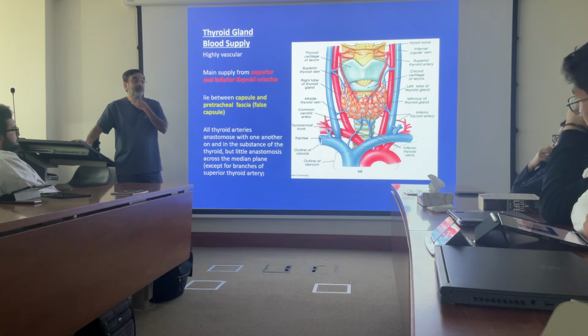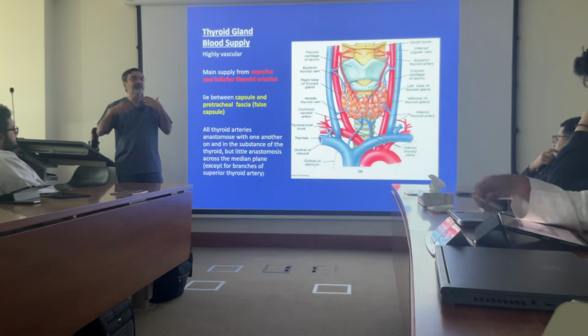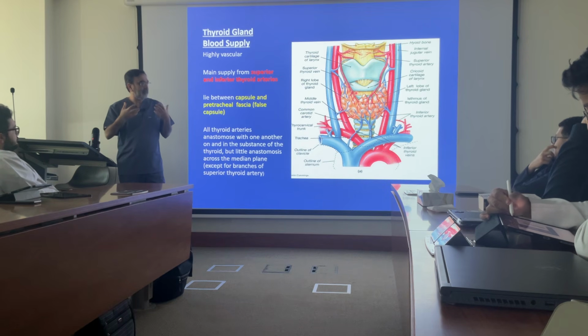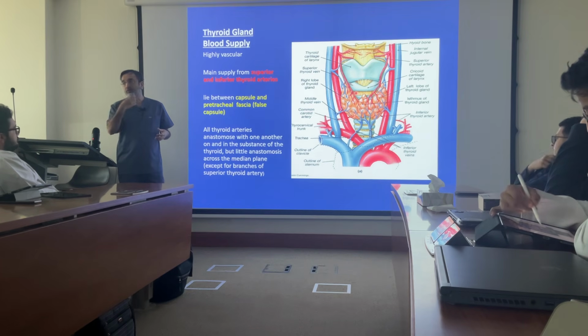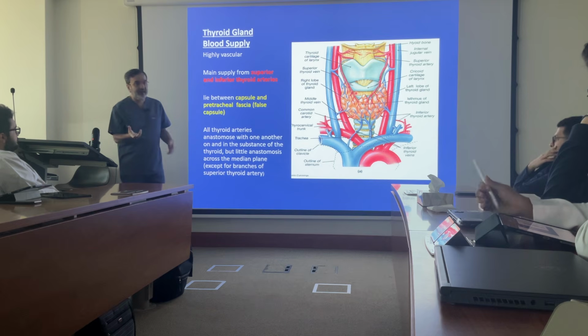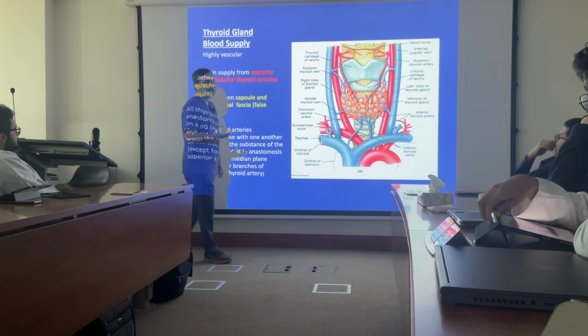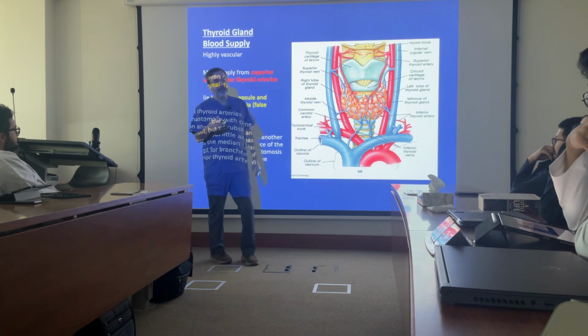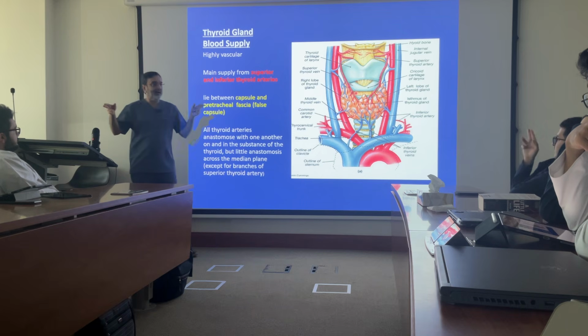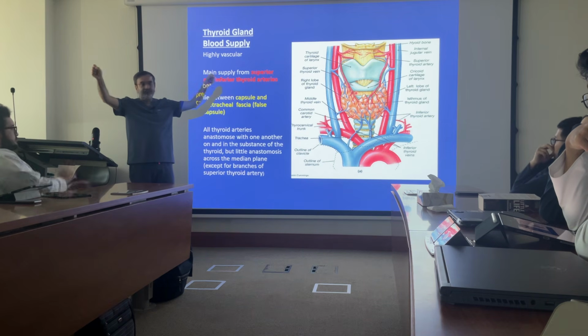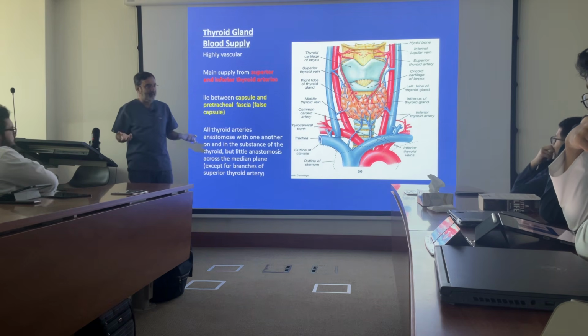Because most of the times when you have a big thyroid gland or a cancer or a tumor there, you need to do surgery and remove the thyroid gland. Removing the thyroid gland is called thyroidectomy. And you need to clamp the arteries. So you need to clamp the arteries before you can remove the gland.